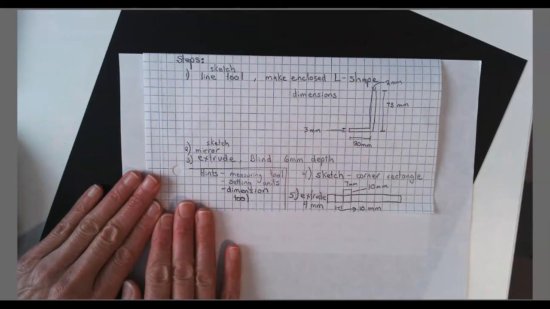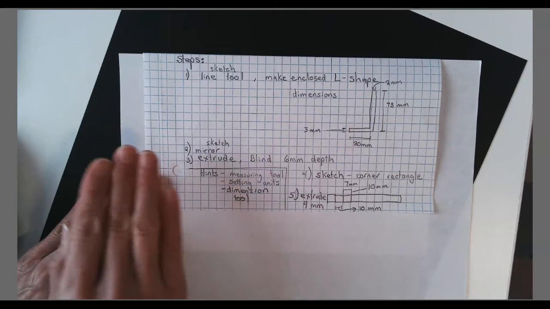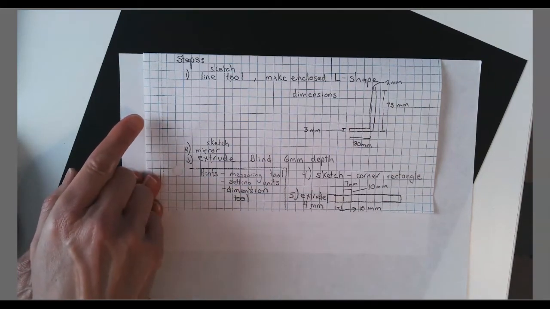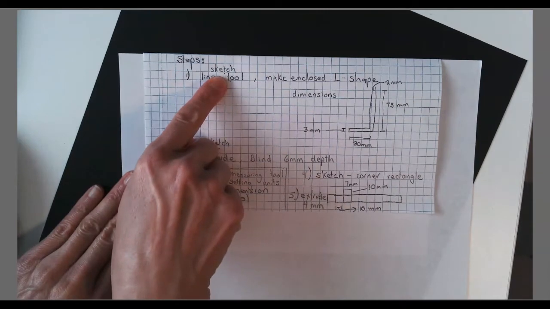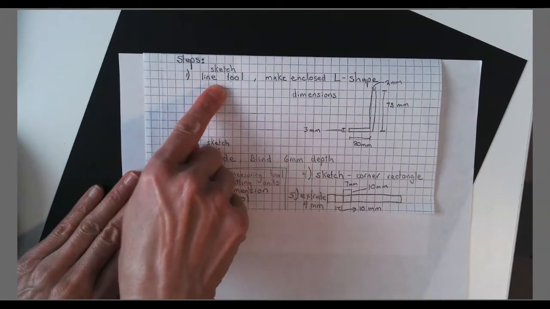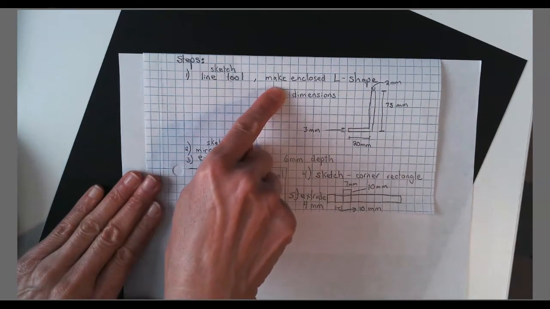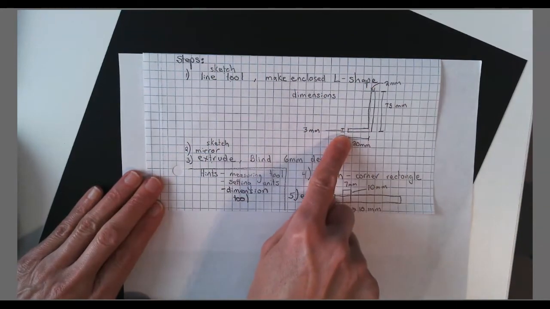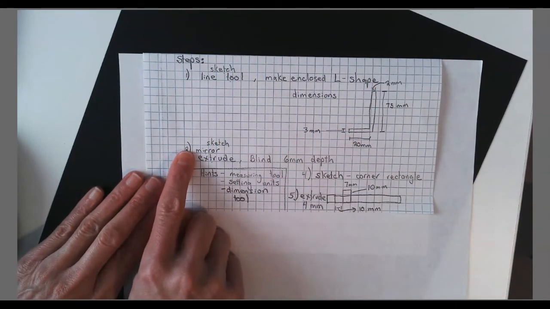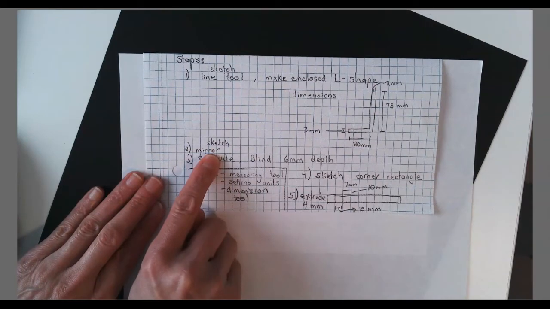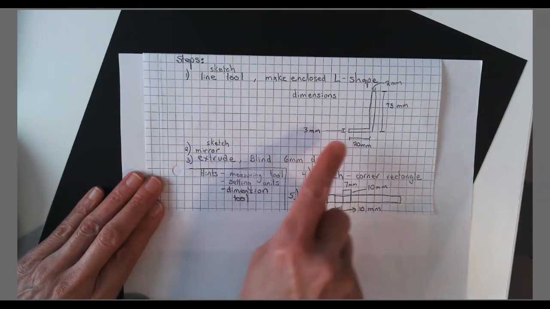Graph paper can also be used when making your diagrams. Here I have outlined the steps in CAD to make the striker for the marble launcher. The first step in CAD will be to make the sketch. I chose to use the line tool and make an enclosed L shape with these dimensions. And then I mirror that sketch.